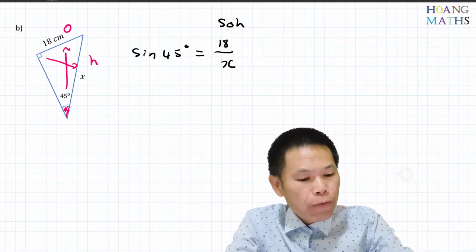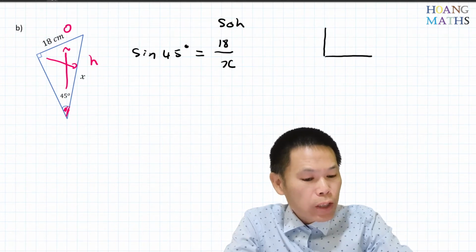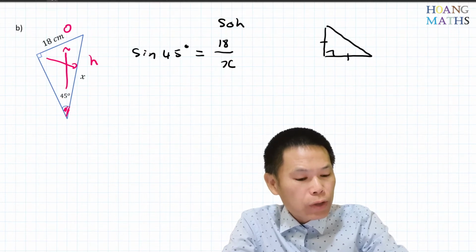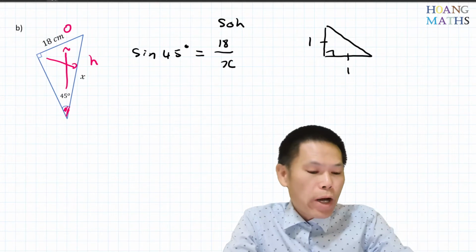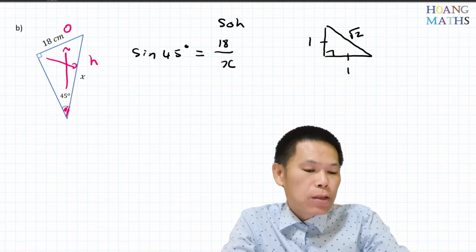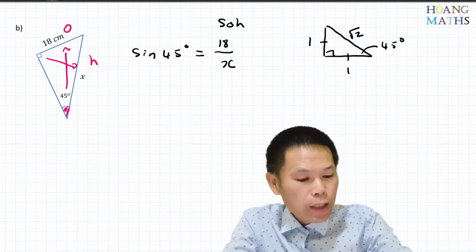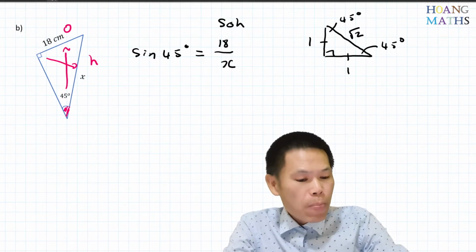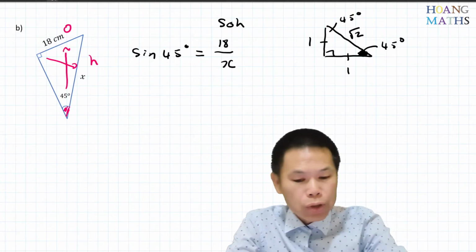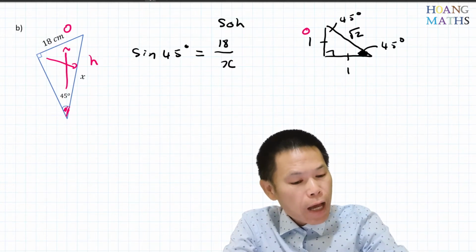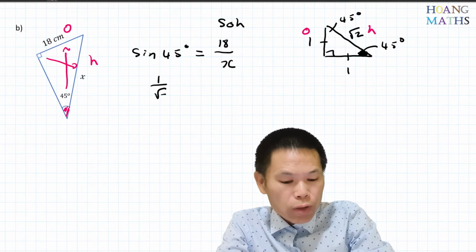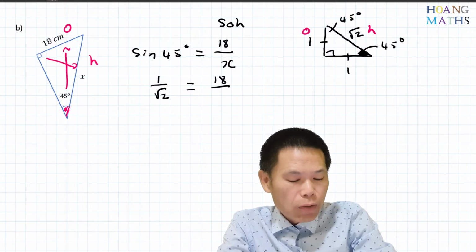If not, again, for 45 degrees we just need to quickly draw a triangle, but it's an isosceles triangle. So this is a unit of 1 and 1, and then we need to work out the hypotenuse. 1 squared plus 1 squared is 2, so the answer here is root 2, and this is 45 degrees of course, and this is 45 degrees. Now we're just looking at this angle here. Sine is opposite over hypotenuse. Opposite is 1, hypotenuse is root 2, so 1 over root 2. So I go 1 over square root of 2 is equal to 18 over x.